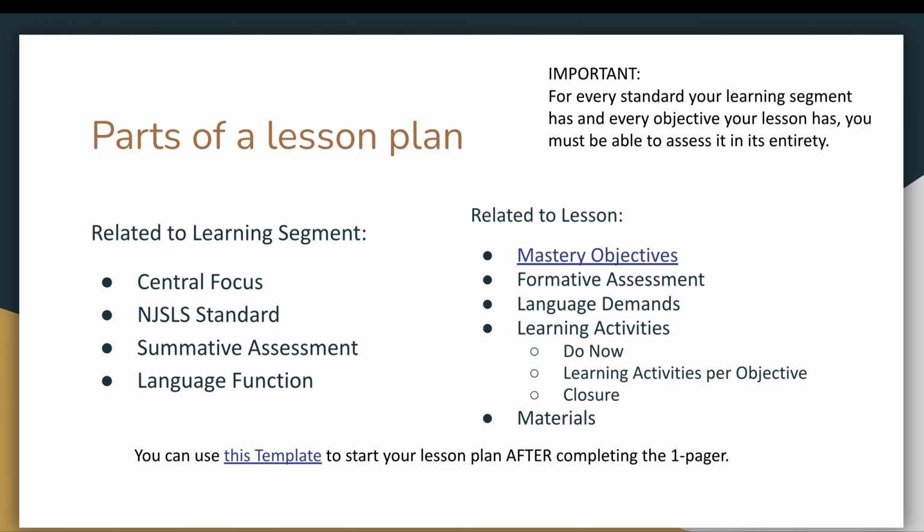It's really hard. So when it comes to language demands, we want to know what vocabulary, syntax, and discourse. What's going to trip students up? And so we need to be cognizant of that in this lesson. Then we get to our learning activities. So usually you have a do now, or a warm up or anticipatory set, whatever you want to call it, to get students connected and interested in the lesson. A learning activity per objective, and then a closure. And then finally you have materials.